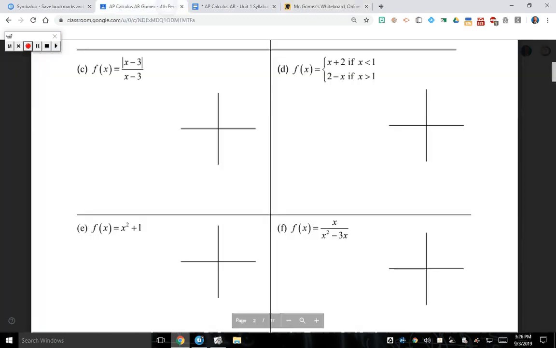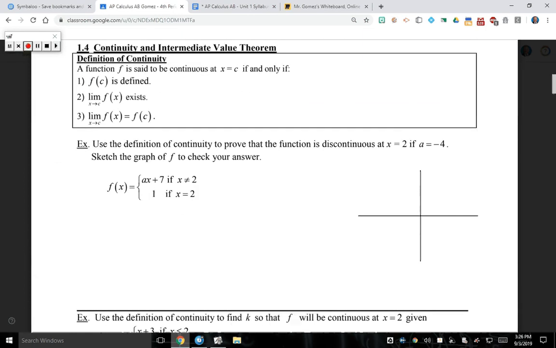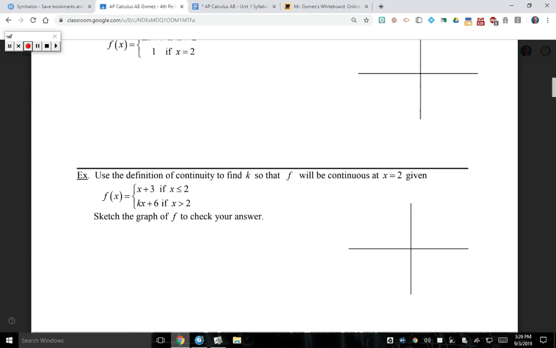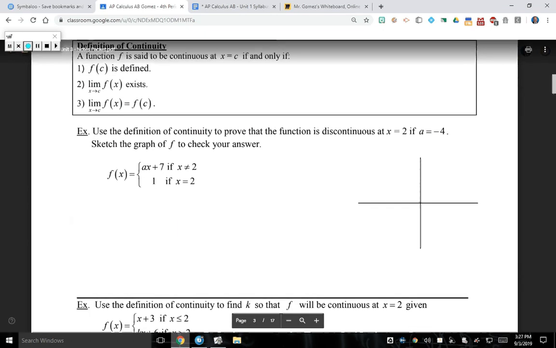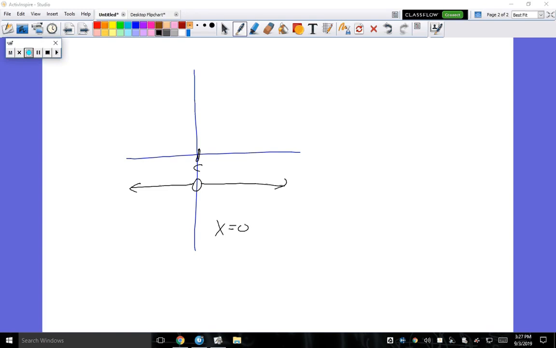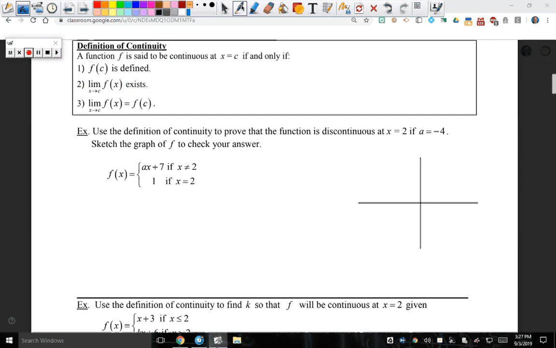So let's go now to this piece. Now I'm going to model this first one with you. But the second one, I want you to see as far as how you can build it. So here, let's do this first one together, and then the second one will be for bonus points. Okay, here we go. It says, use the definition of continuity to prove that the function is discontinuous at x is equal to 2.